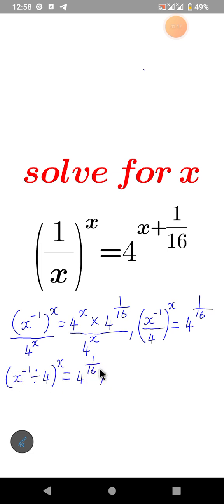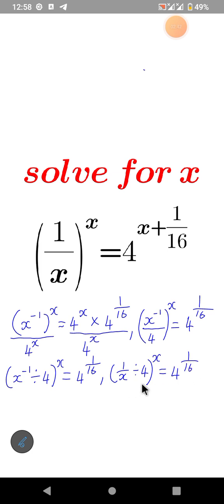Then from here now, I'll open a bracket again. This x raised to the power of minus 1 is the same thing as 1 all over x, according to the law of indices. So here will now be divide 4, close my bracket, all raised to the power of x equal to 4 raised to the power of 1 all over 16.